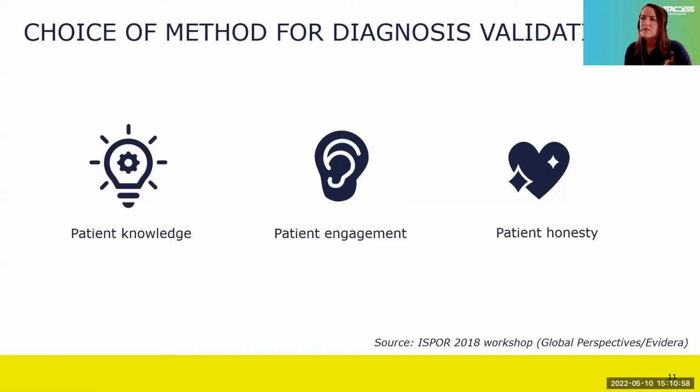So thinking about diagnosis validation further, and how to choose that method, one of the sources of materials for the workshop outlines three different factors that are aligned to successful diagnosis validation. The first of those is patient knowledge. If eligibility questions are not understood by patients, they won't be able to self-assess eligibility. There are various ways to help mitigate this issue.